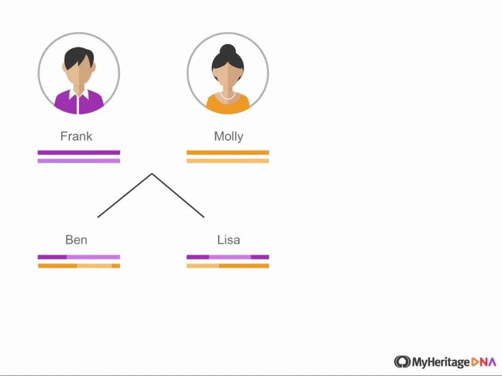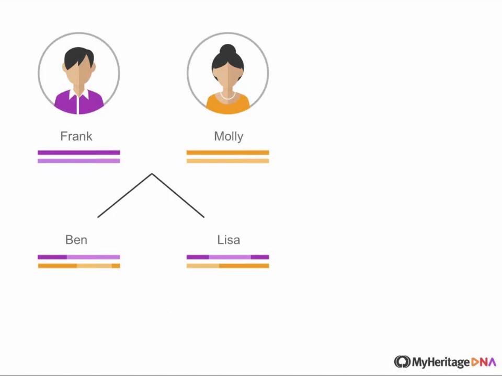Each of their children inherited exactly 50% from each of the parents, because Ben inherited 1 chromosome of each pair. For example, this is pair number 7. So one of the chromosomes in pair number 7 was inherited from Frank, and the other chromosome was inherited from Molly. You can see that each of the chromosomes that Ben has is a different combination from each of the pair that this parent had. This process is called meiosis. Lisa had the same process as well.